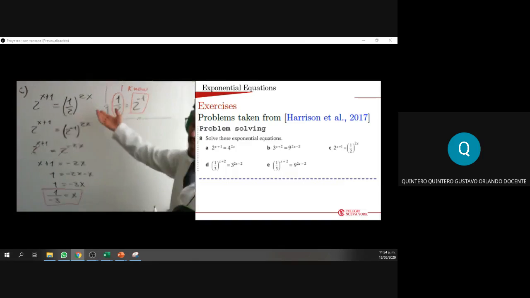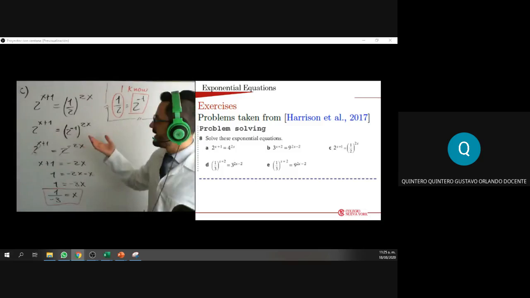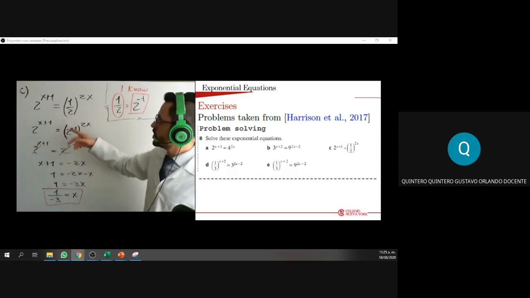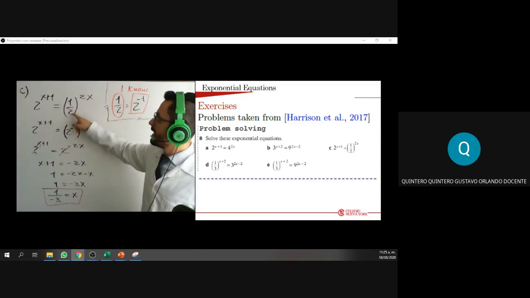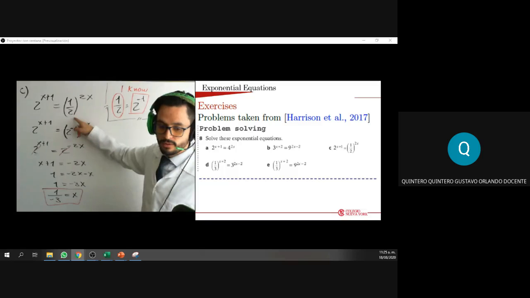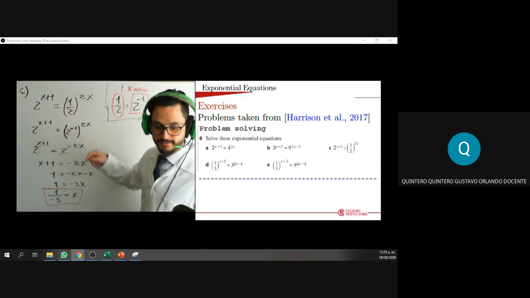Beautiful. All right, Danny, this is an example of when you can change the lower value to get the same base.